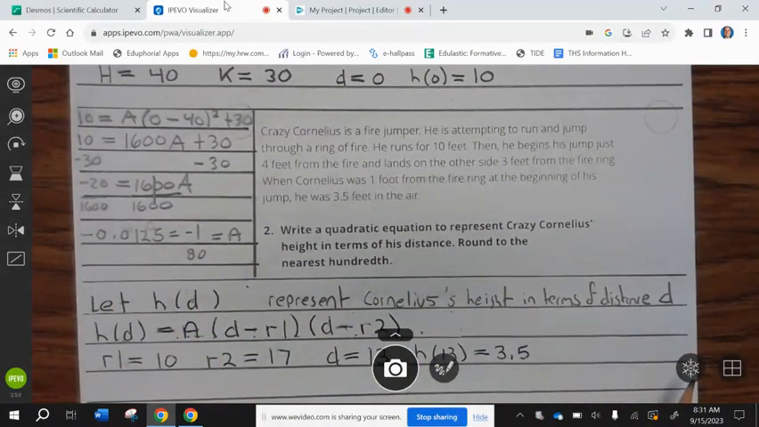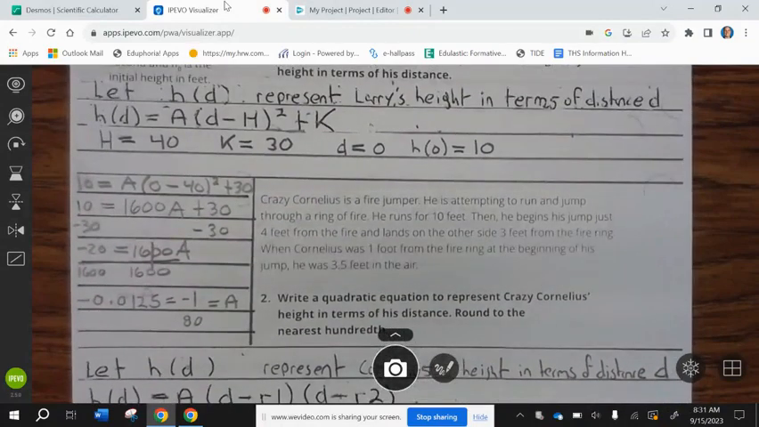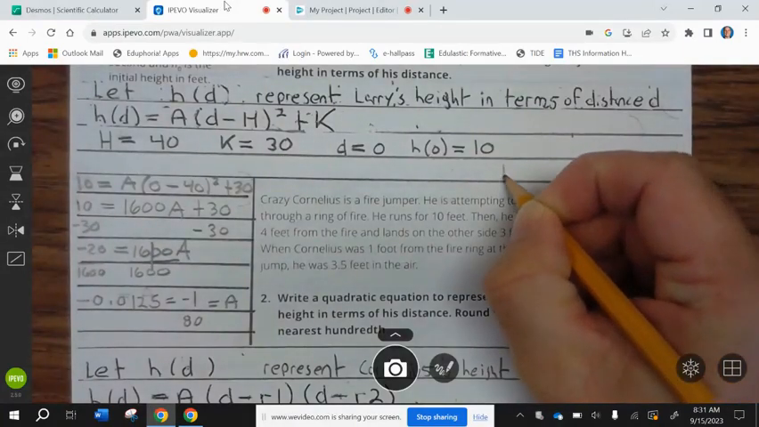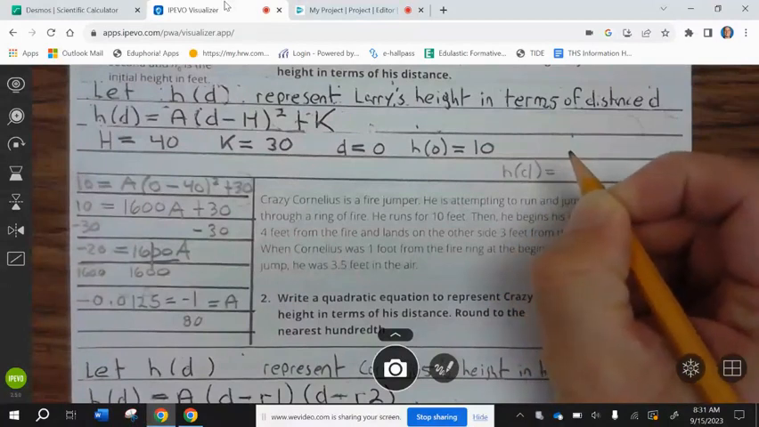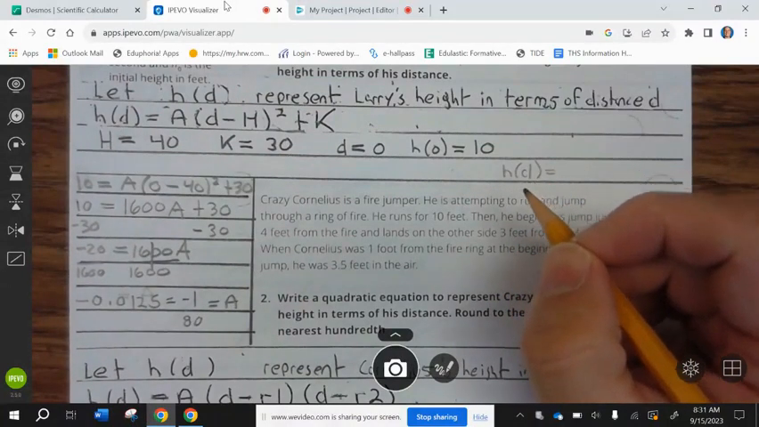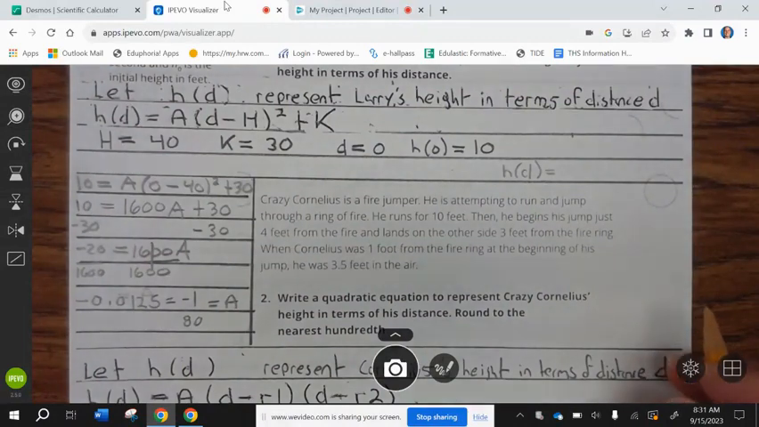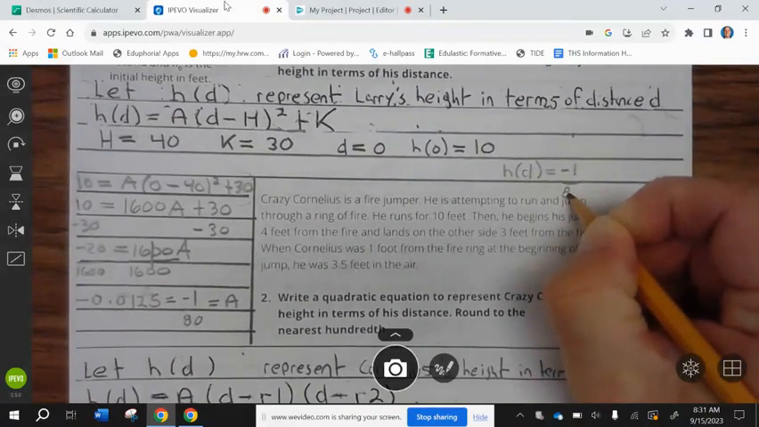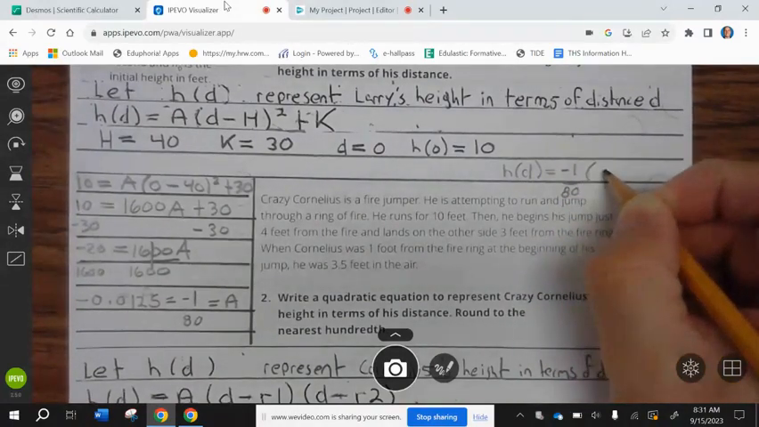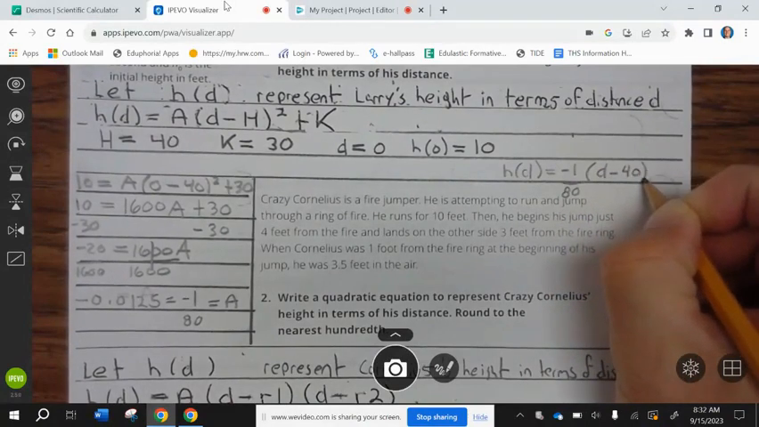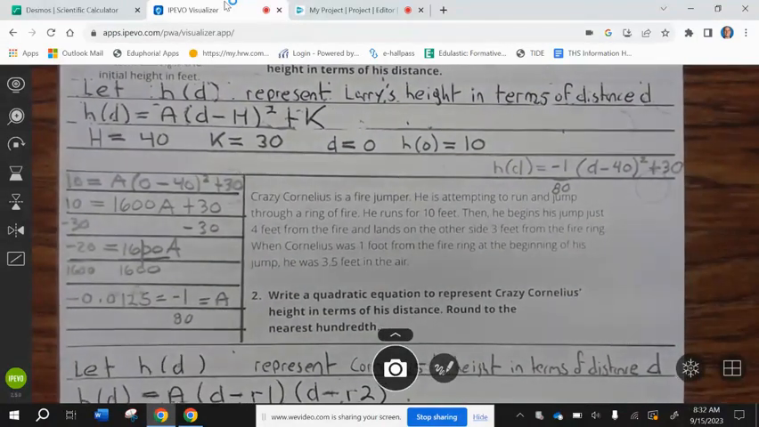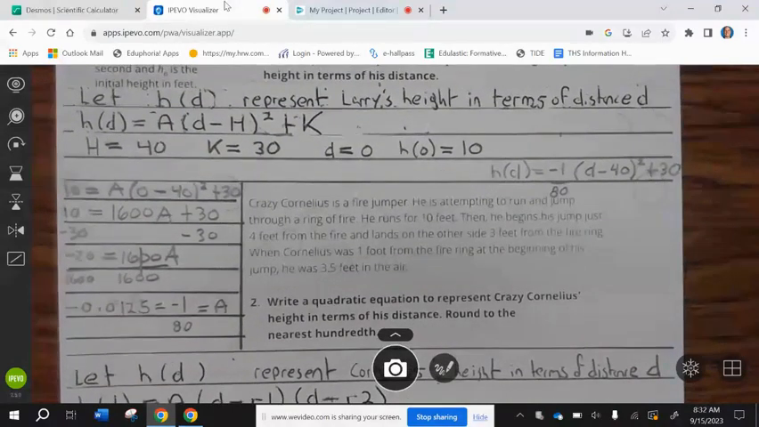So the equation for Larry's is, and I guess I can write it here, h of d equals, all right, h of d equals -1 divided by 80, parentheses d minus 40 squared plus 30. All right, so go and finish up number 1.